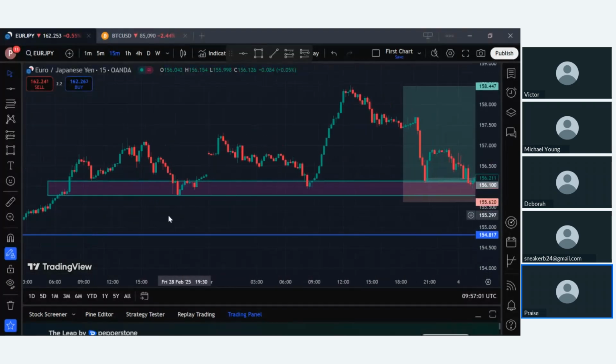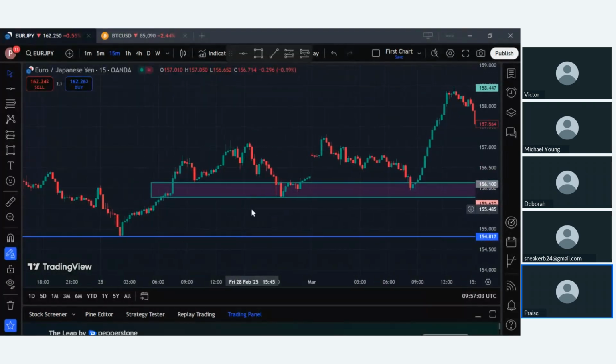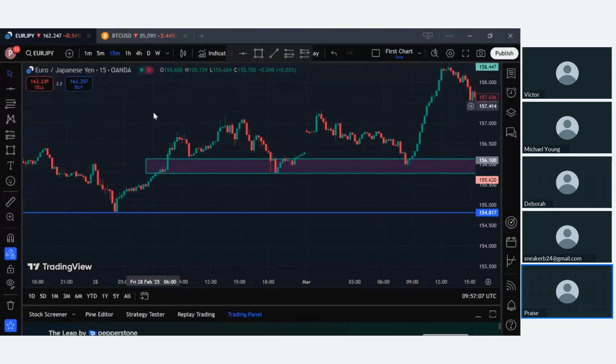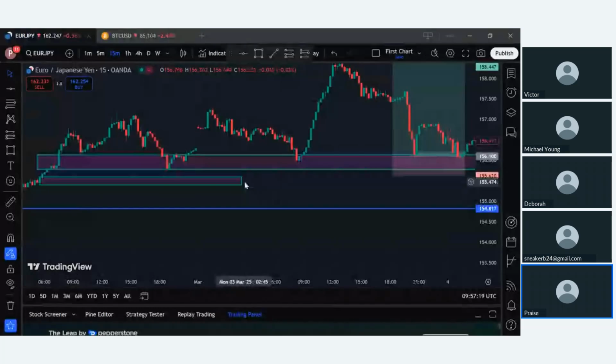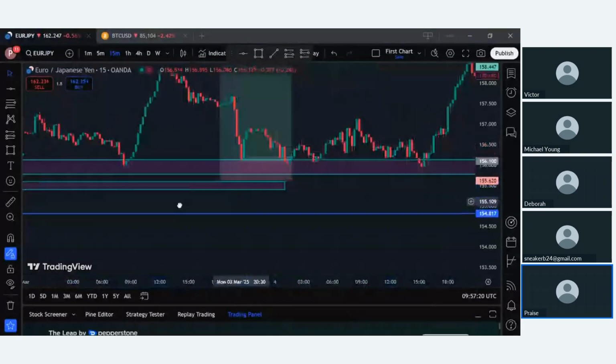So if we look closely, we can see something here. This looks small, but we can see something in that candle. You can see that candle. So let's draw it.